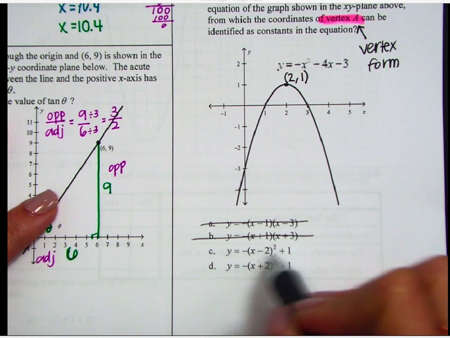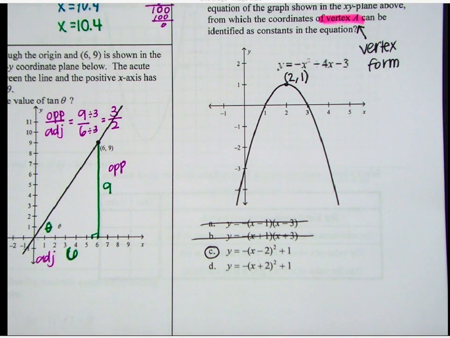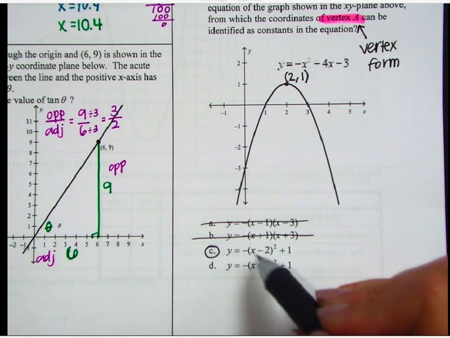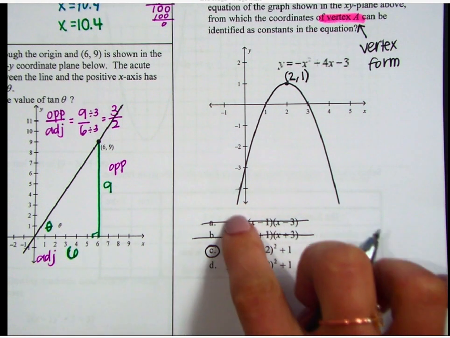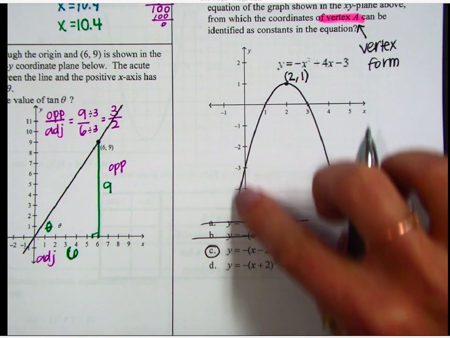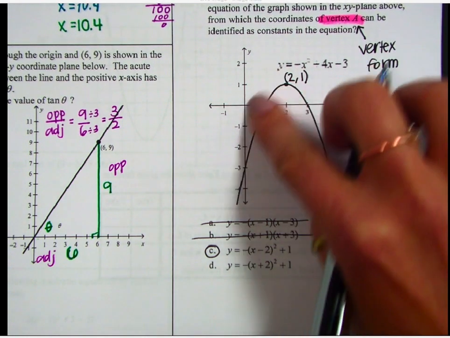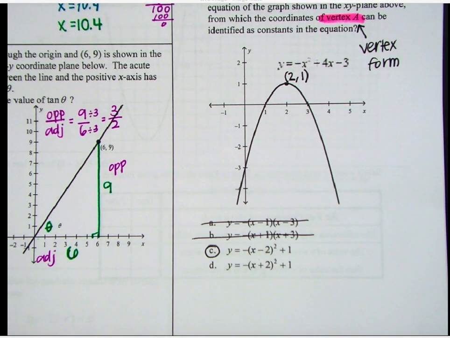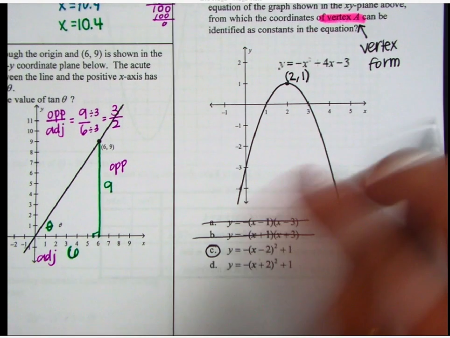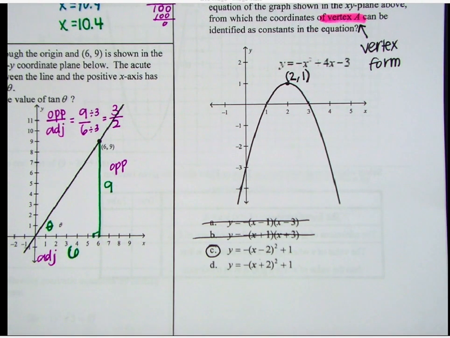So we are choosing C as our answer. Again, change the sign for that x value. We have negative a values, by the way, because this is a negative, the upside down parabola here.